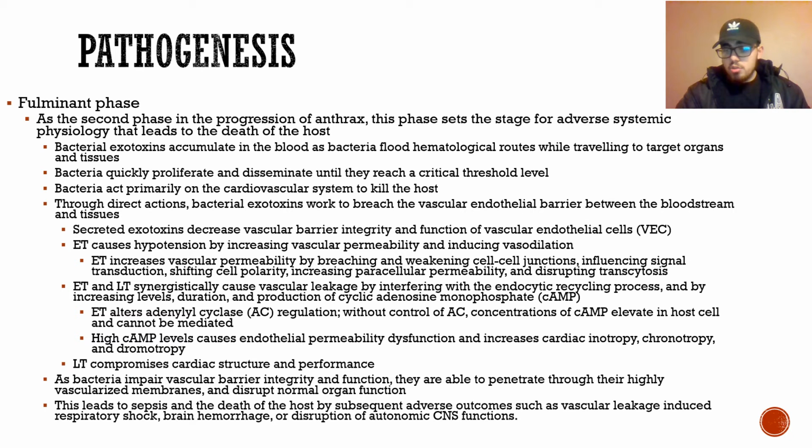And cAMP is also important because it's used for intracellular signal transduction in biological processes such as metabolism, gene regulation, regulation of neurotransmitter synthesis, growth factors, and especially immune function, namely the immune response. Edema toxin alters adenylyl cyclase regulation, or AC regulation for short, and basically adenylyl cyclase is the mediator for cAMP levels. Without control of adenylyl cyclase, concentrations of cAMP elevate in the host cell and cannot be mediated. So when it cannot control the levels of cAMP in the host cell, that will cause a lot of adverse effects. It won't be able to regulate the amount of cAMP in the cell, in the blood, and that can cause a lot of catastrophe in terms of signal transduction from the pathways and even other things.